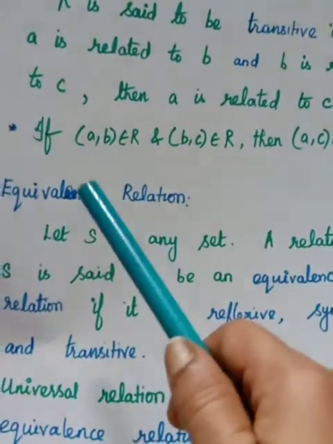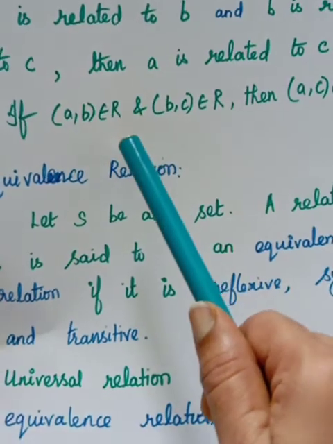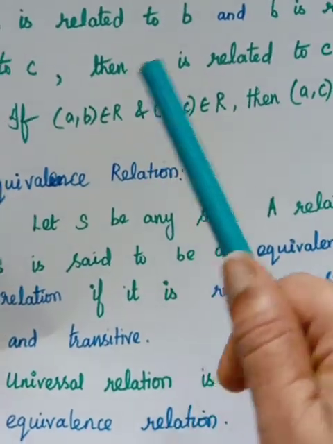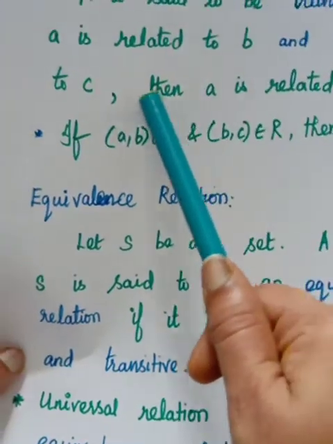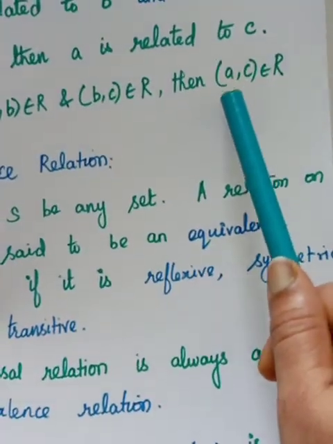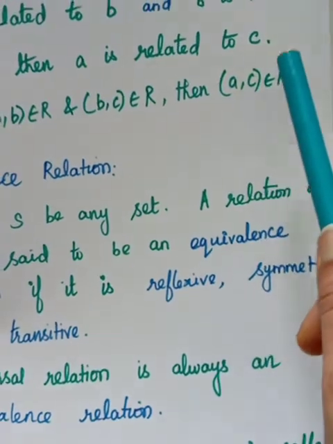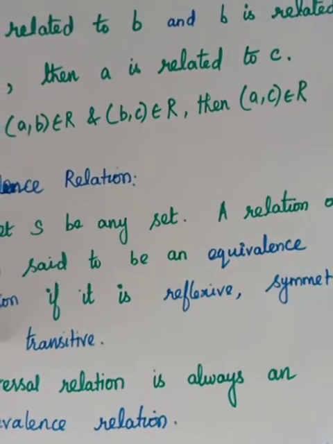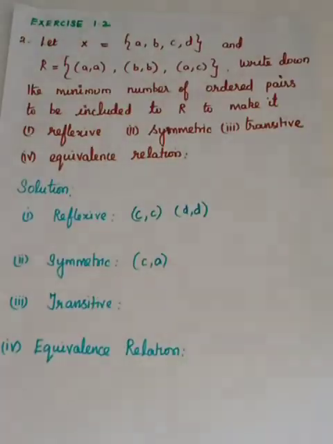And coming to the transitive, we have said two conditions. Which ordered pairs should be there? A comma b belongs to R and b comma c belongs to R. If these two ordered pairs are there in the relation, we should have a comma c belongs to R. Then we can say that relation is transitive.